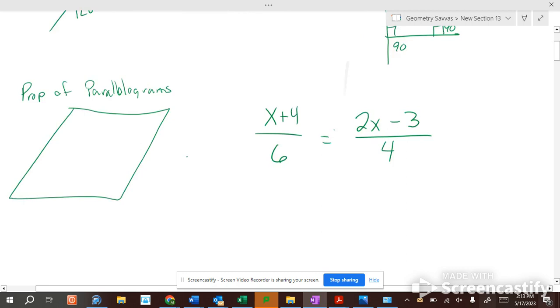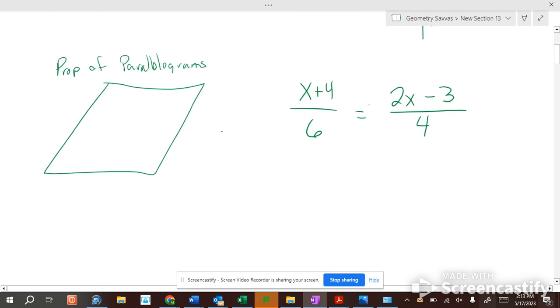Okay. Properties of parallelograms. There's a whole bunch of them. One property of parallelograms is both pairs of opposite sides are parallel. Another property of parallelograms is both pairs of opposite sides, besides being parallel, are congruent.